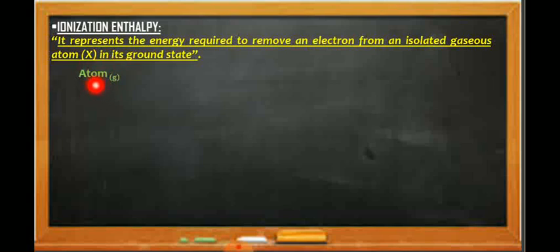Suppose from this atom, if you want to remove an electron, one electron, outermost electron, we need to supply a certain amount of energy. The removal of an electron from an atom requires a certain amount of energy. That energy, that enthalpy, is called ionization enthalpy, so that the neutral atom is converted into a positive ion. Whenever it loses an electron, the energy required is called ionization enthalpy.